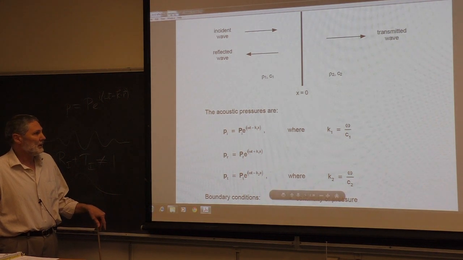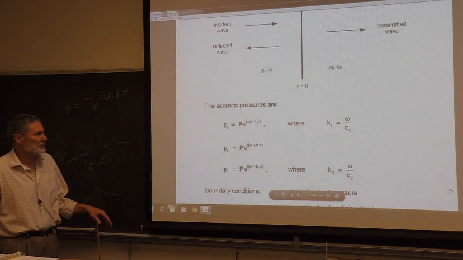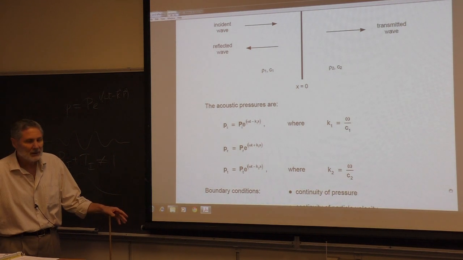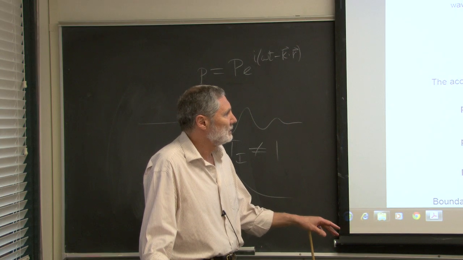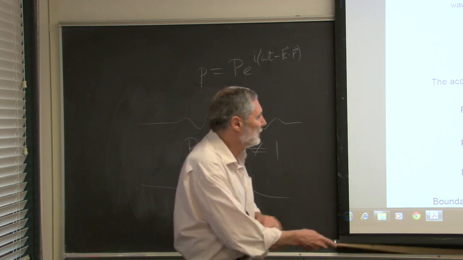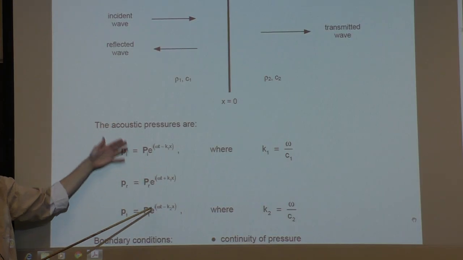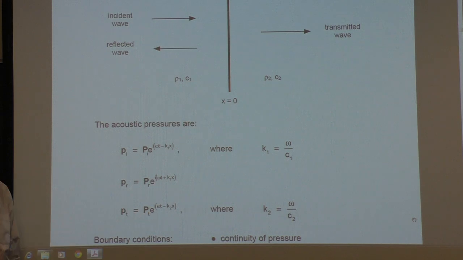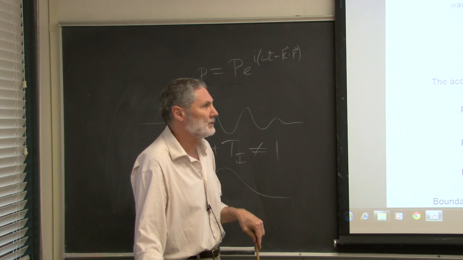Now we can't do anything. We can't make any more progress. We've just really scratched the surface here. To make any kind of connection, in order to find the reflection and transmission coefficients, we have to impose boundary conditions. Right now they're not in the math. So what are the boundary conditions?